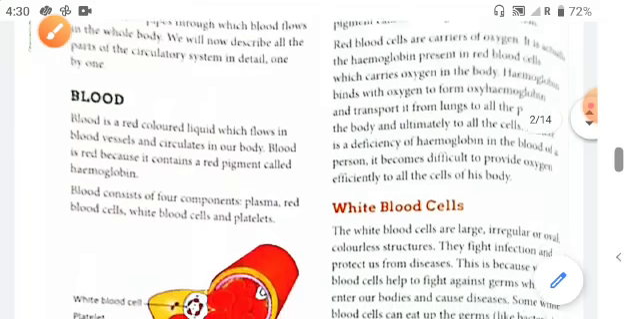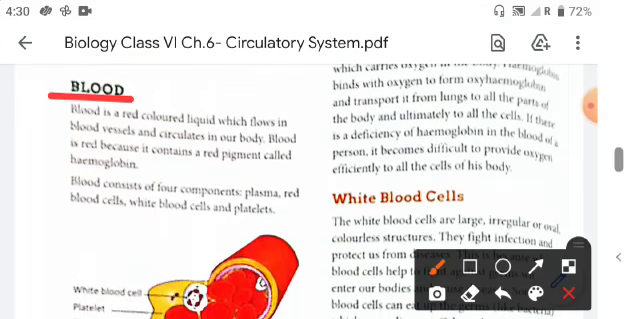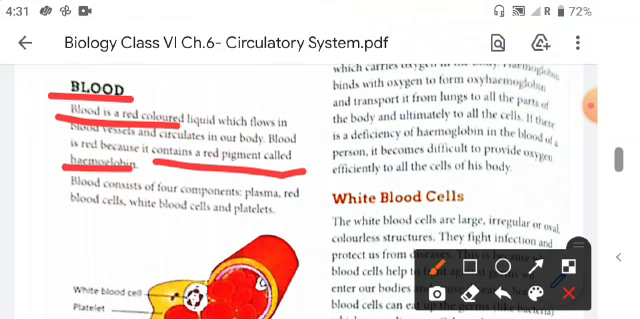The first part of the circulatory system is blood. So what is blood? Actually, blood is a red colored liquid which flows in the blood vessels and circulates in our body. Blood is red because of a red pigment called hemoglobin. Why is blood red? Because it contains hemoglobin. Blood contains 4 components, that are plasma, red blood cells, white blood cells and platelets. Red blood cells are called RBC and white blood cells are called WBC.